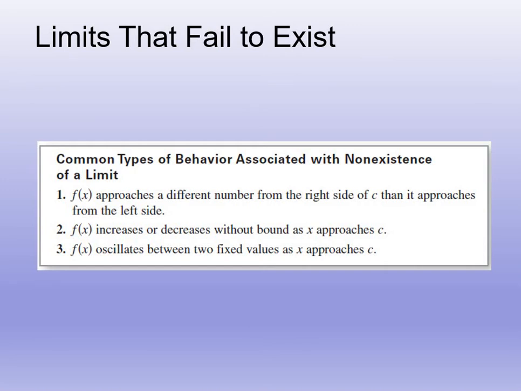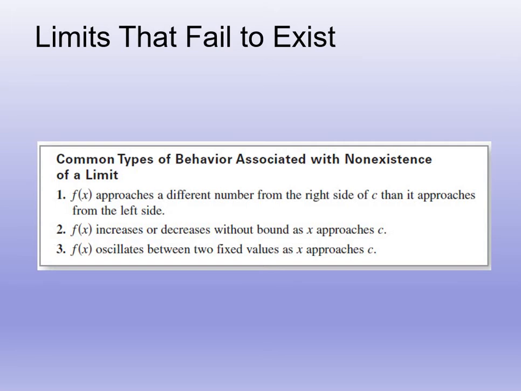Now, what you need to write down are the cases when the limit does not exist. There are 3 types of behavior associated with non-existent limits. The first one is an example of what we just did with absolute value: f of x approaches a different number from the right-hand side than from the left-hand side as x approaches c. So the left-hand side and the right-hand side do not agree, like we just saw. One went to -1, one went to +1. The limit does not exist. Make sure that these are in your notes. You need to be able to look at this.